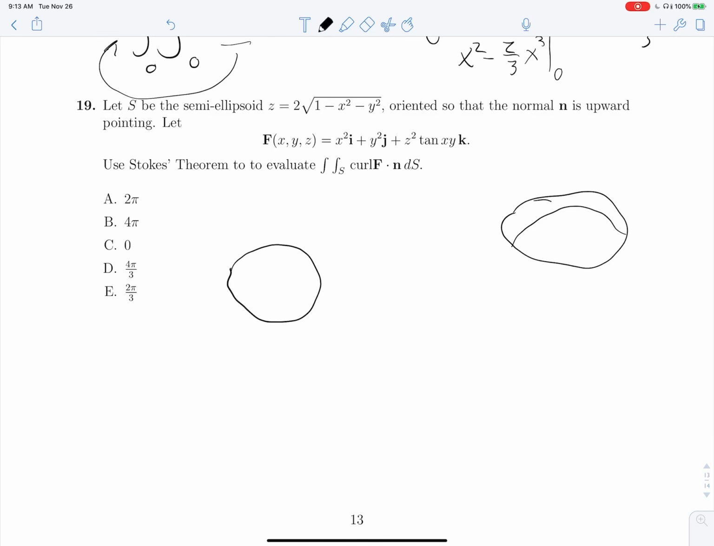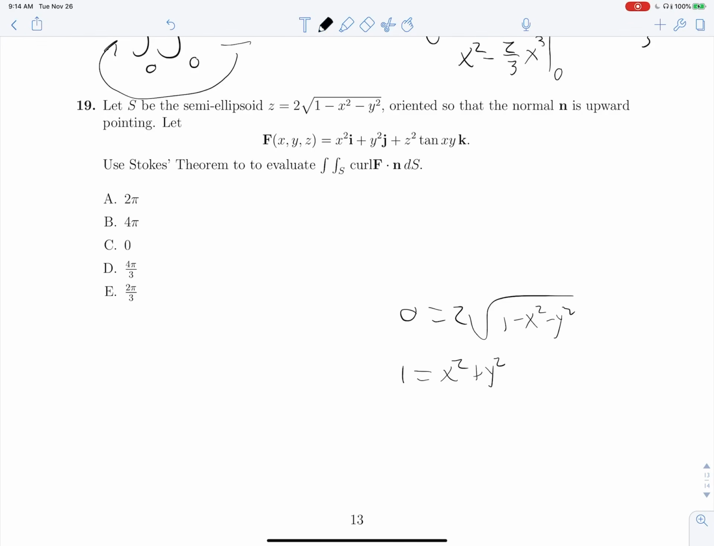So we're dealing with this kind of half potato looking thing, and we can just take the path z equals 0 where this thing ends. So that's going to be 0 equals 2 root 1 minus x squared minus y squared, which we can rearrange to be 1 equals x squared plus y squared, which is just our circle of radius 1, which we know very well how to parametrize.